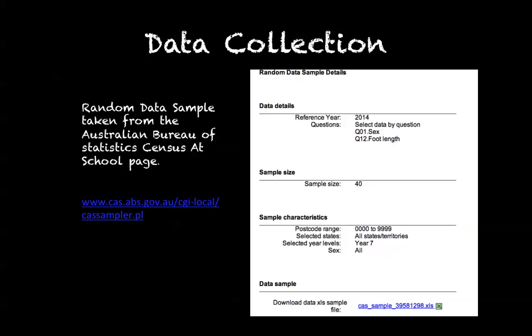On the right hand side of the page you can see a screenshot of the random data sample details that I used to generate my sample. Please note that I took a sample size of 40, although I wanted a final sample size of 30. This was so that I could clean my data and delete any omissions.